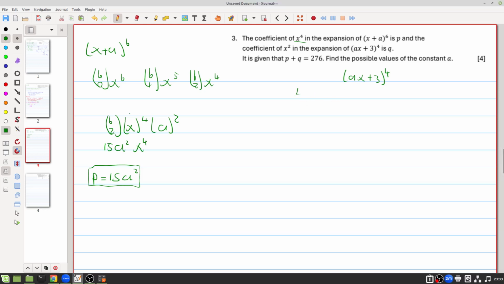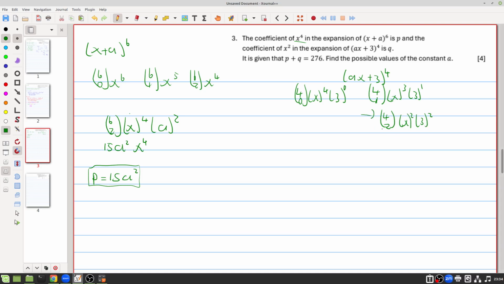Because we'll have 4C0, and then we'll have x to the power 4, 3 to the power 0. The second term will be 4C1, then we'll have x to the power 3 and 3 to the power 1, and then for the third term we'll have 4C2, x to the power 2 and 3 to the power 2. Okay, so this third term, this is the one we're interested in.